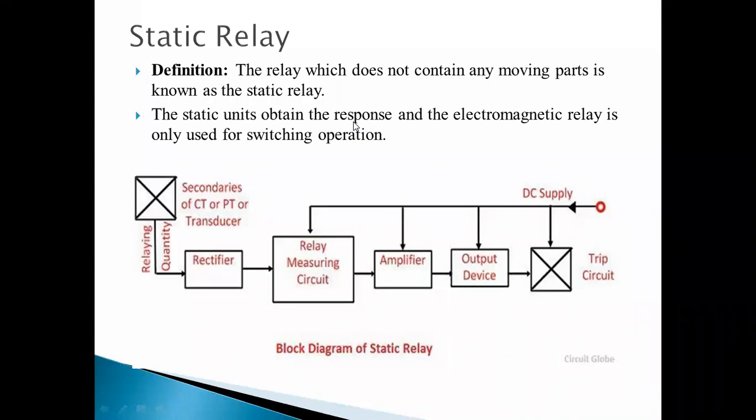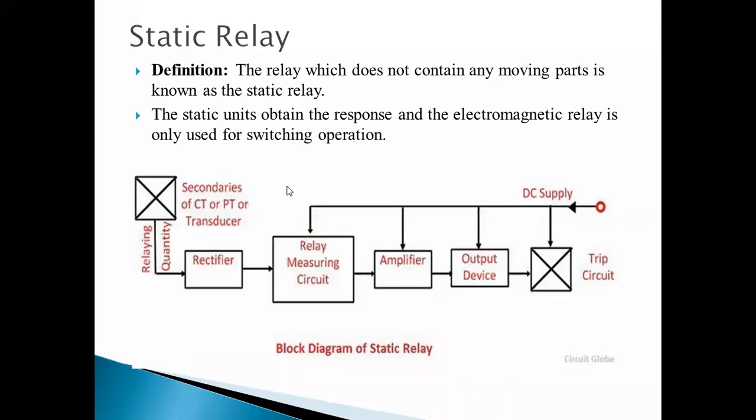Now here we are using some different blocks. Different blocks means all these quantities are constant, and this is the combination for the response purpose, when your relay is the sensing unit. So for the response purpose these components are used, and the electromagnetic relay is used for the switching operation. Switching means when there is actual movement, for that purpose the electromagnetic relay is used.